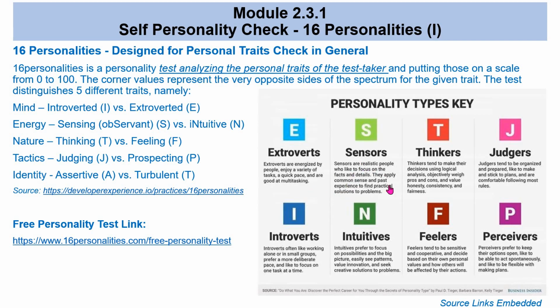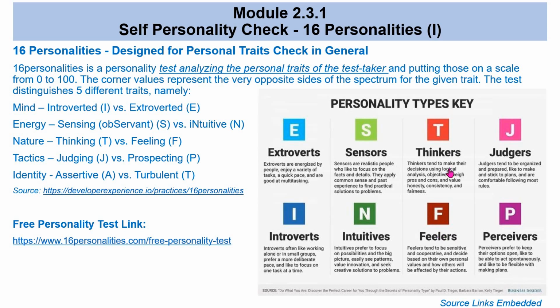Those who are sensors, or observant, are more realistic people who like to focus on facts and details. They apply common sense and find practical solutions. Those who are intuitive prefer to focus on possibilities and the big picture and see patterns. So they can deviate from the facts, to think a little bit outside the facts to see whether something holds. Both sensors and intuitive people talk more about the kind of energy you put in. And of course, thinkers and feelers have more to do with your nature.